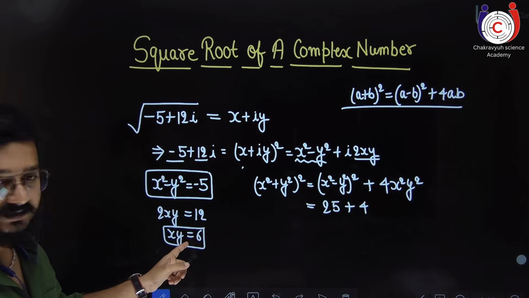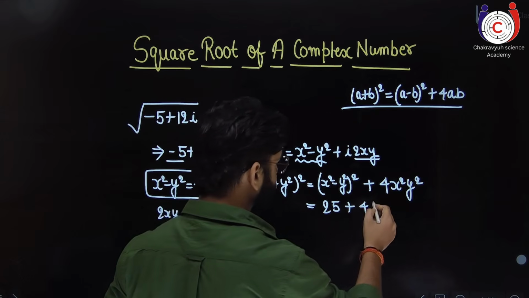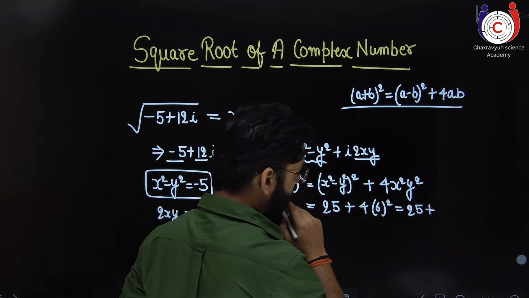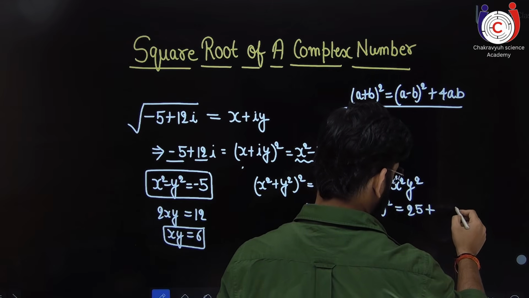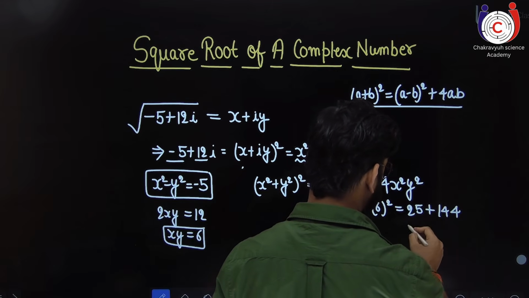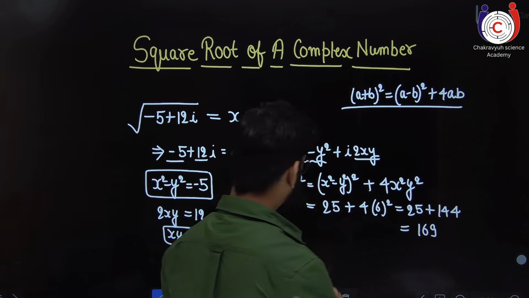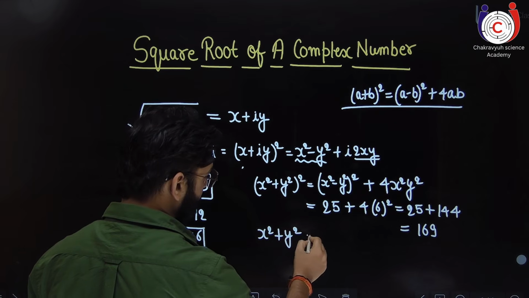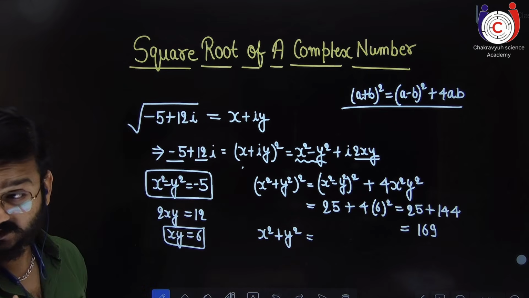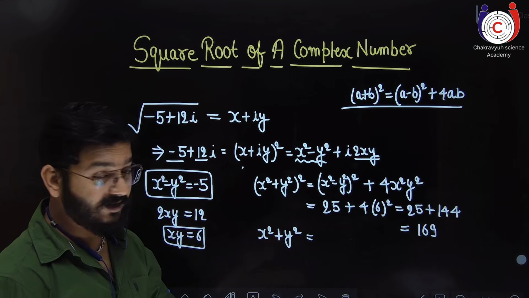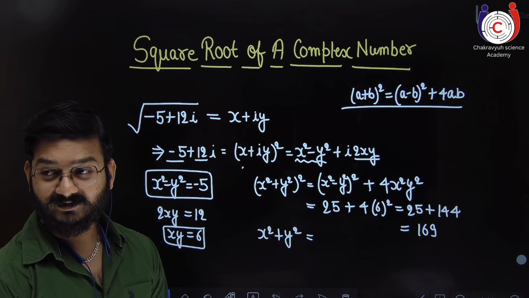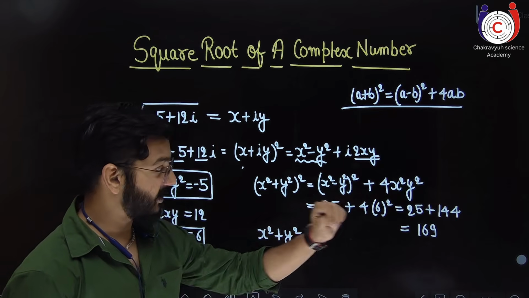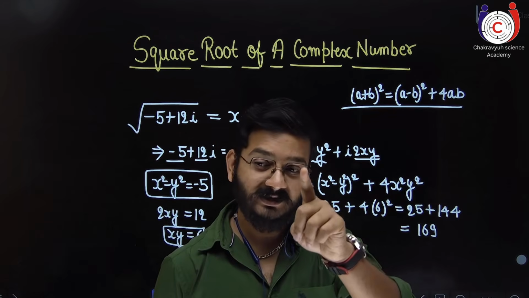What is xy's value? 6. So there you will put 6 whole square. So 25 plus 4 into 36. 4 6 24, 4 3 12, 144, right? So this will be 169. So x square plus y square will be how much? Plus minus 13, correct? But you have to be careful. Can x square plus y square be negative? No. You're perfectly correct. Take square root. Square root of 169 should be plus minus 13.